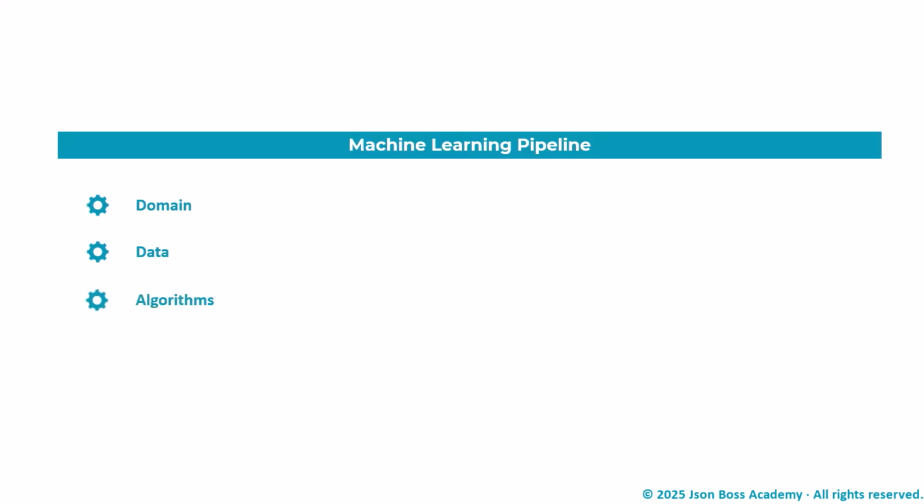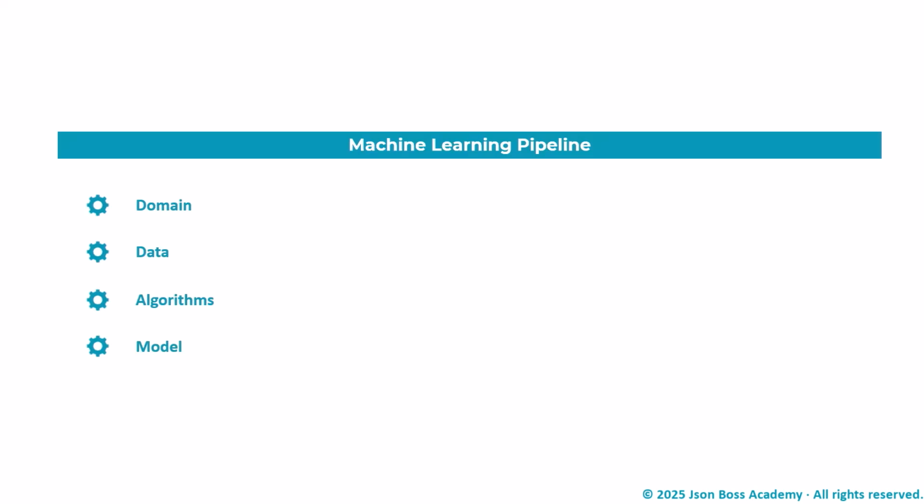Next, appropriate algorithms are chosen, and the model is trained using these algorithms. The training process involves tuning the model and iterating until satisfactory performance is achieved. Finally, the model is evaluated, and if it meets the desired criteria, it is deployed into production for making predictions.